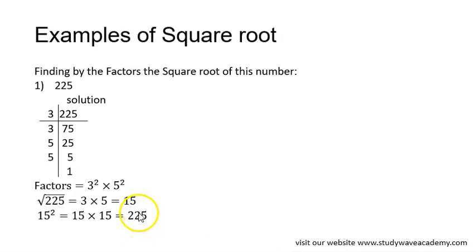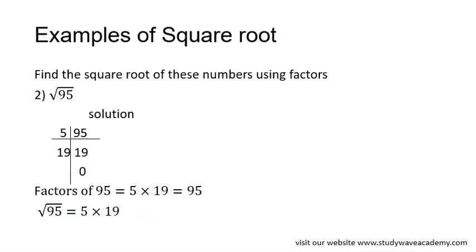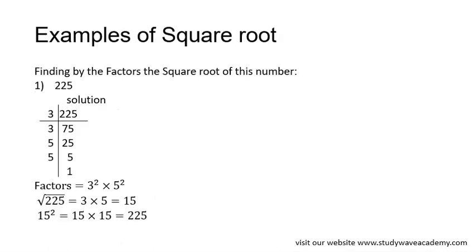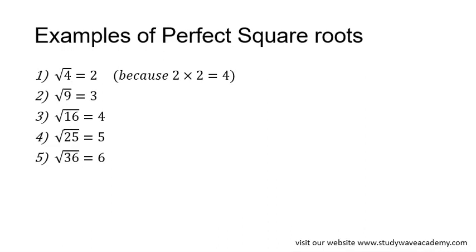Now this number 225 had a perfect square. It has a perfect square root because 15 multiplied by itself, 15 times 15, gave us 225. Unlike these other numbers, this one had different numbers. 5 times 19 gave us 95. Okay? We have a perfect square like the previous one. The previous one was a perfect square because 15 times 15 gave us 225.